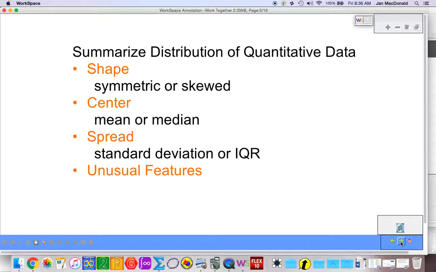When we talk about shape, we want to talk about, is the distribution symmetric or skewed? If the distribution is symmetric, we're going to use the mean to represent the center of the distribution and the standard deviation to represent the spread. If the distribution is skewed, then we would use the median to represent the center of that distribution and the IQR, which stands for interquartile range, to represent the spread.